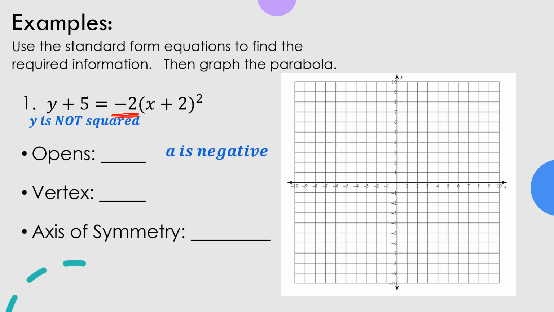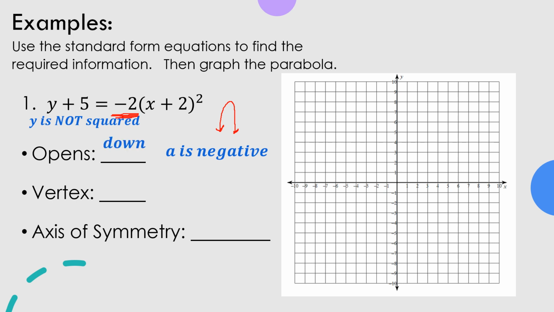Since our a value is negative, that means the vertical parabola opens up or down, but if a is negative, our graph is going to open down. So you can always just give yourself a rough sketch of what it looks like when it opens down.